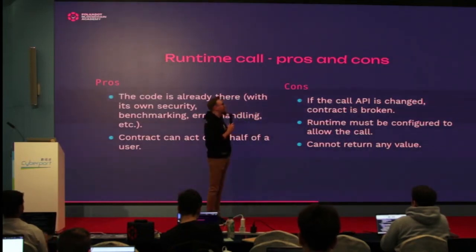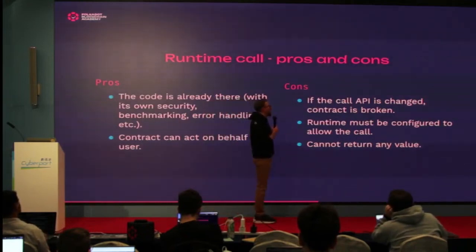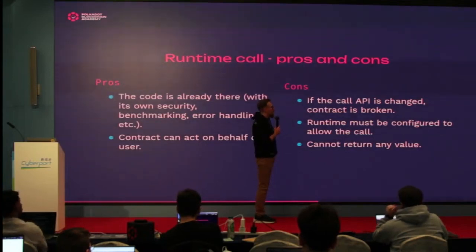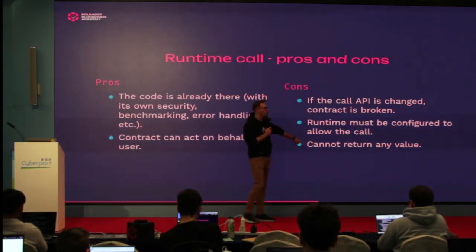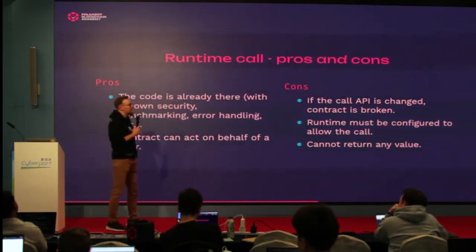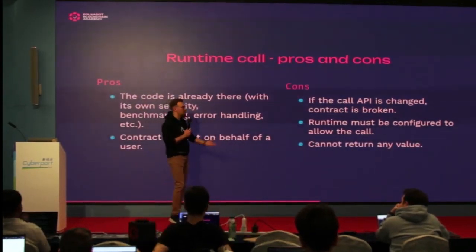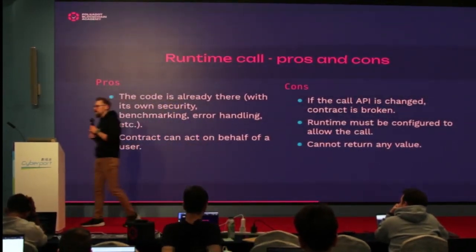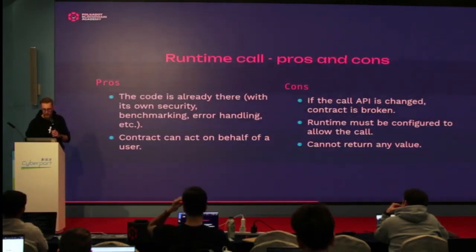And the last and the saddest thing is that in Substrate, currently, extrinsics do not return any result. So if your contract calls a runtime, you will not get any value. What you will get is either a success or error message, but you cannot get any data. So this is unfortunately very limiting. So this is the main cause for the second API, for the contract API.